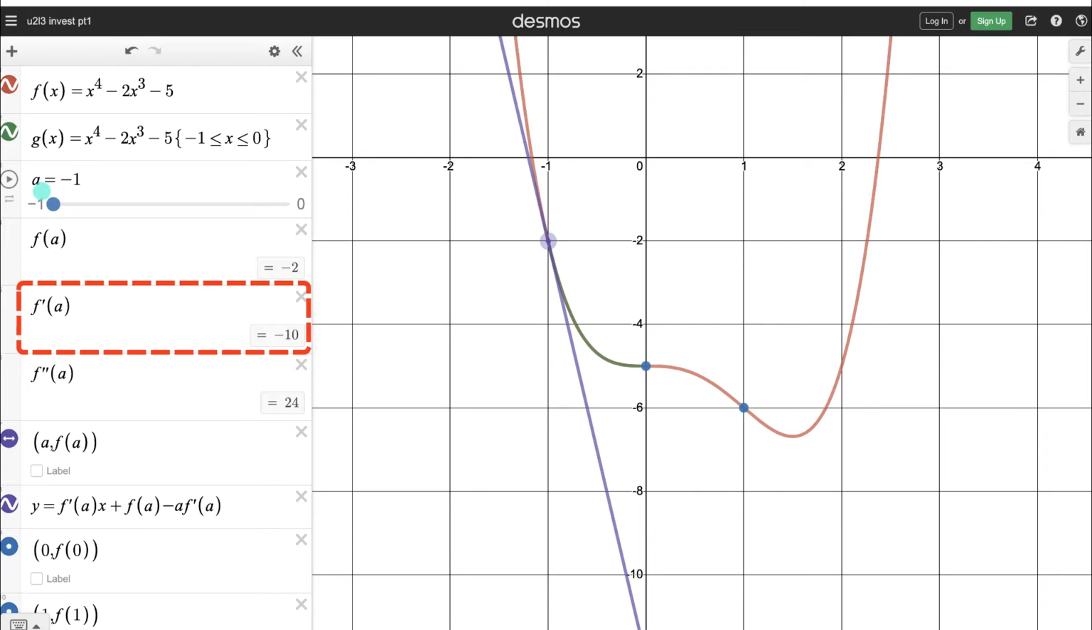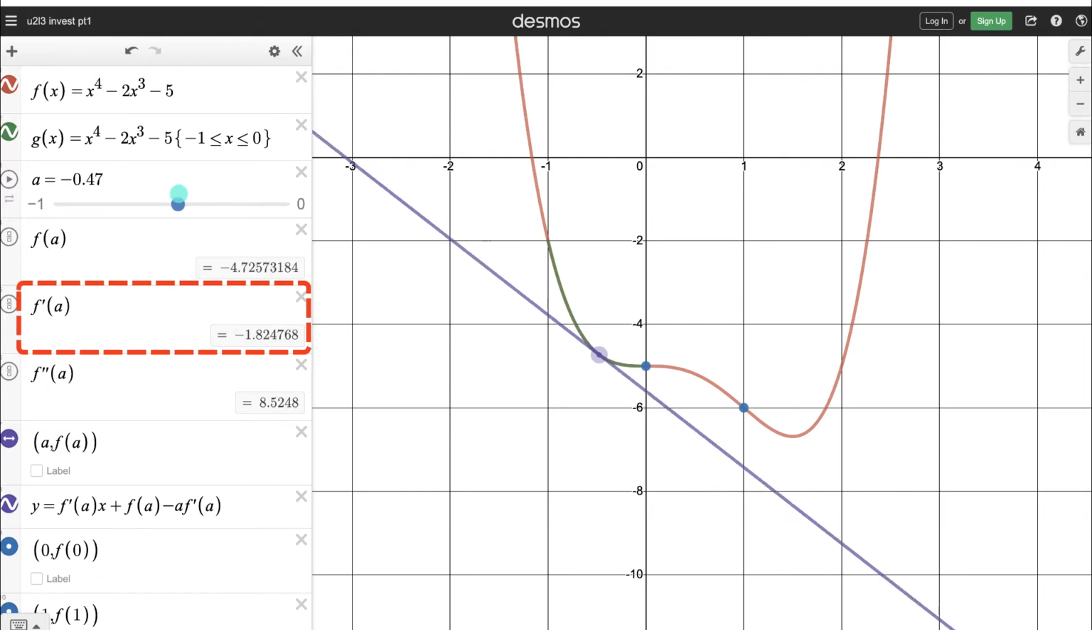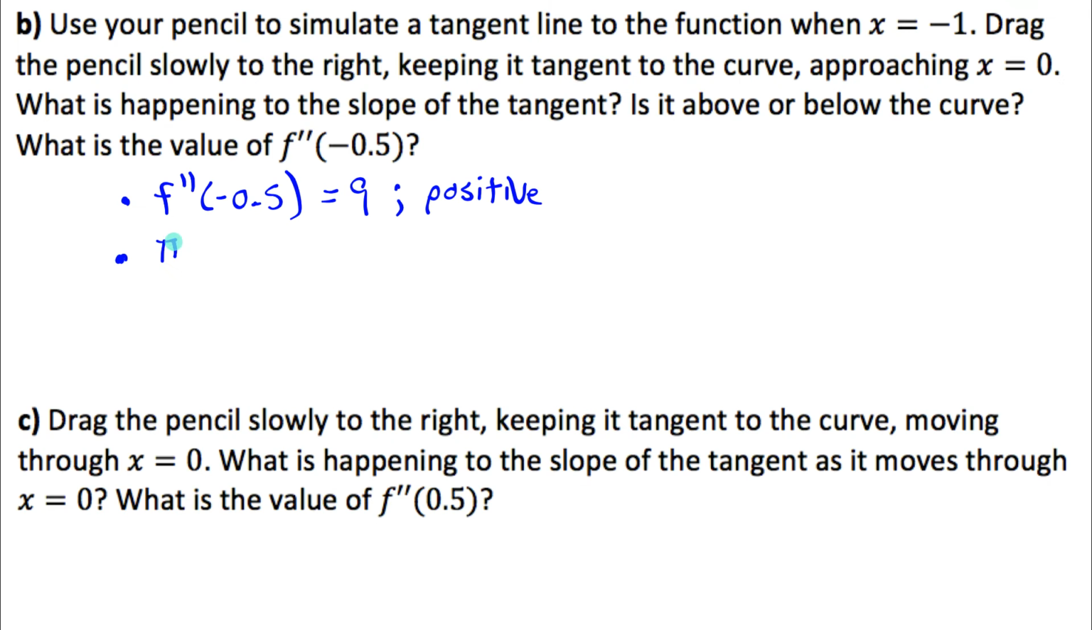So what's happening? It goes from -10 to -8 to -6 to -5, -3, and then all the way to 0. So over that interval, what's happening to the slope of the function? Well, the first derivative values are getting bigger. It goes from -10 to 0. 0 is much bigger than -10. So the first derivative values are getting bigger, which means the slope of the function is increasing. The slope of the tangent, which means the slope of the function, is increasing.